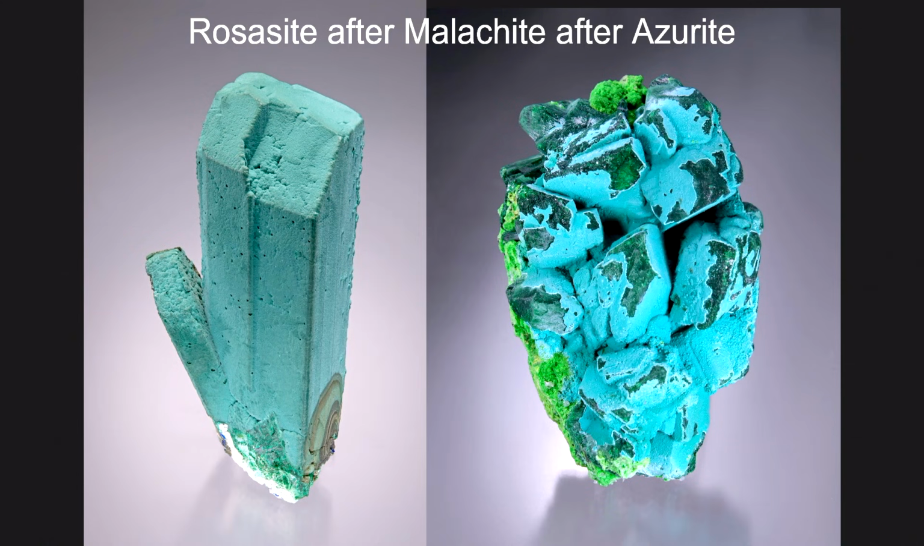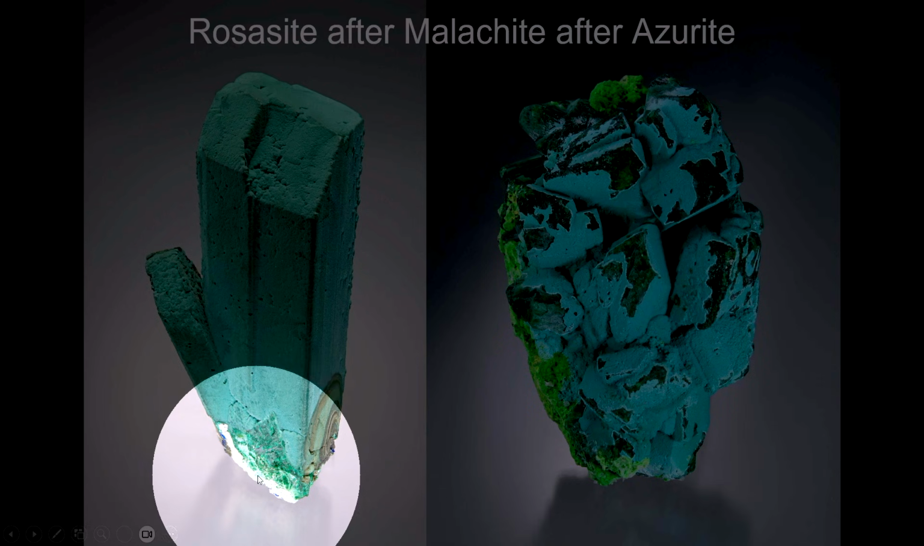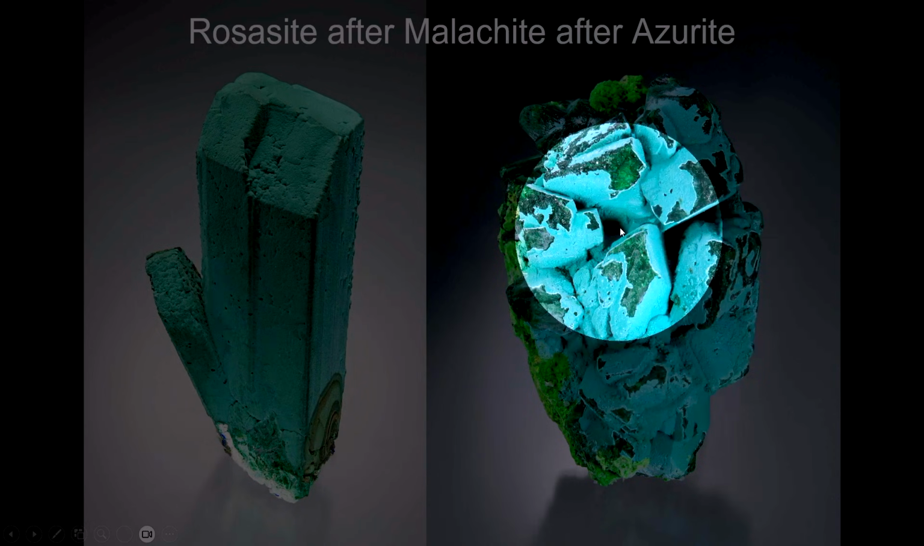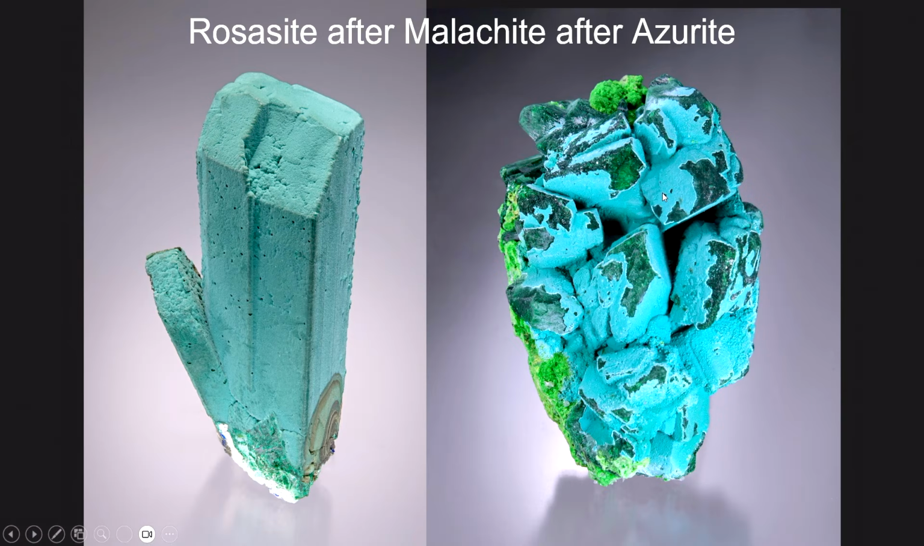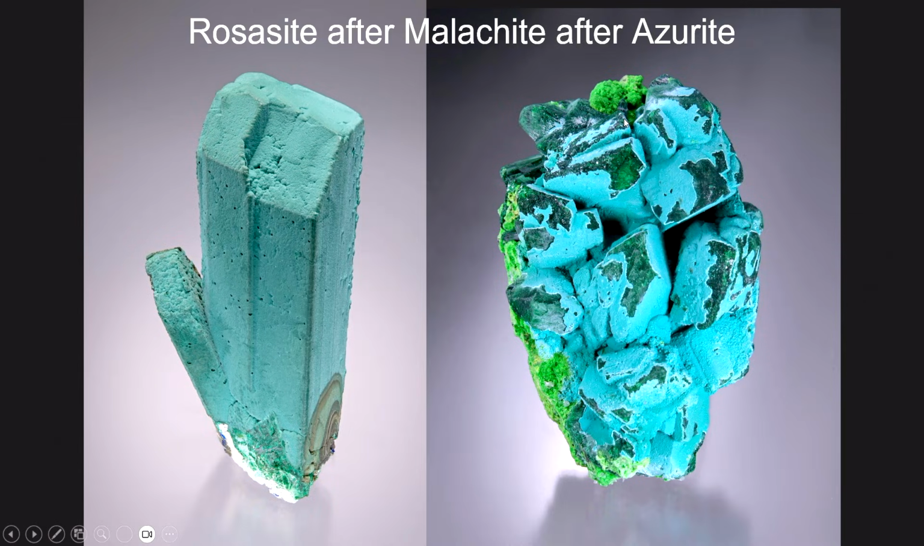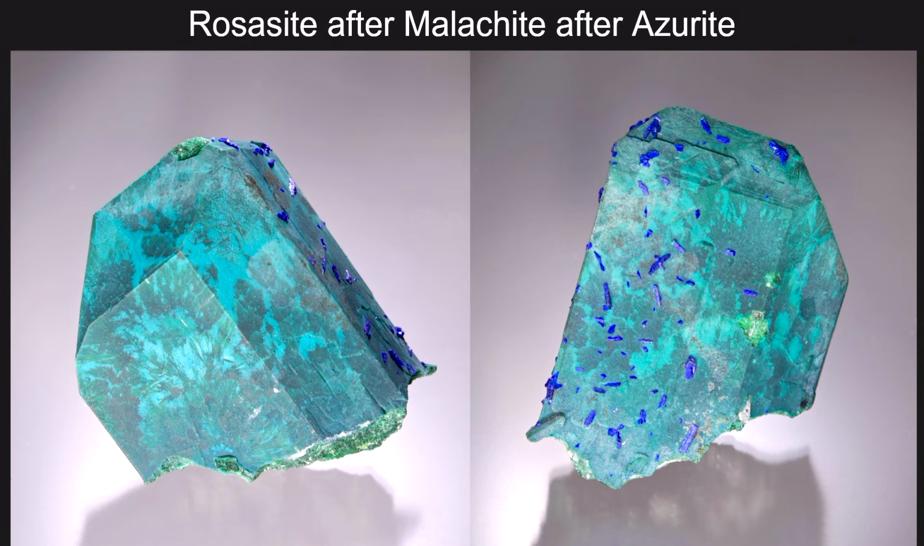Here are some other examples, and in these examples you can see that often these double pseudomorphs are not completely transformed to rosasite. You can see a little malachite here at the base, and in this specimen you can see that there is a relatively thin layer of rosasite that has flaked off the malachite underneath. The bright green periphery of this specimen is arsenian tsumebite.